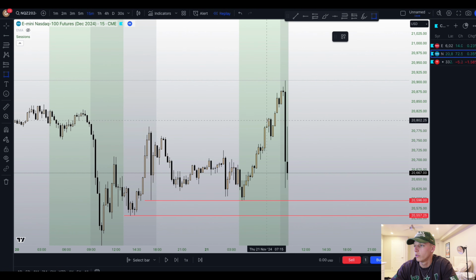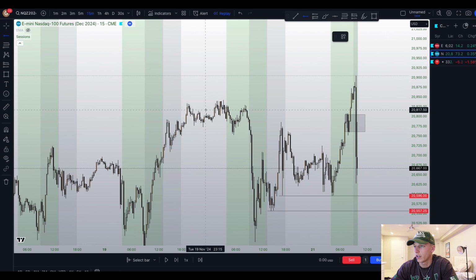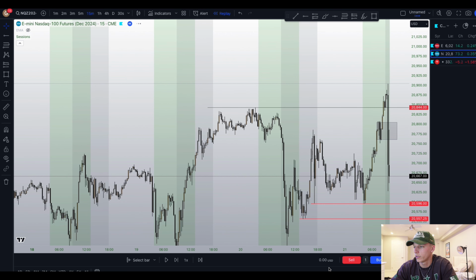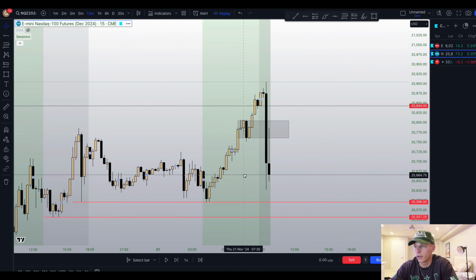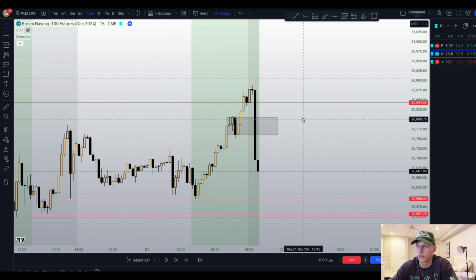And what do we see? We see a breaker block here on the higher time frame. We swept yesterday's high, which means that we may want to reverse. So everything here looks great. So I'm watching this on the higher time frame, and I am waiting for price to tap back into this higher time frame key level to look for a potential entry.